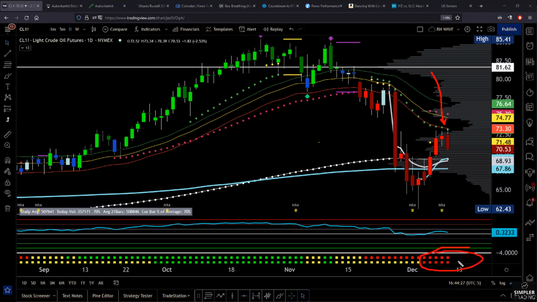First of all, structure first. Red over red. We've got 5 sessions now where the 8, 13, 21, and 34 EMAs are telling us that the path of least resistance is down.